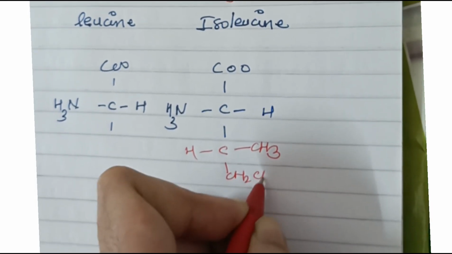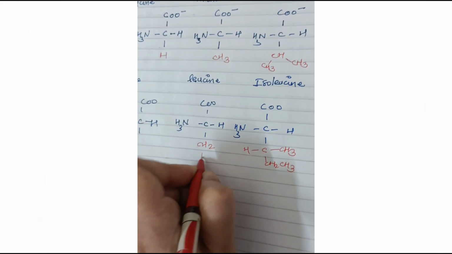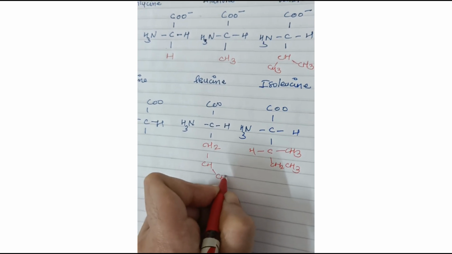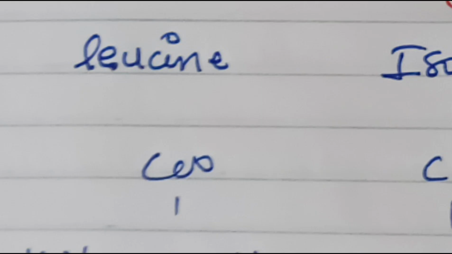Now isoleucine, we are drawing it CH in bracket CH3 CH2 CH3. So it is an isomer of leucine and a branched chain. Methionine, CH2 CH2, here a sulfur group is present and CH3 is present, so it contains sulfur but is still non-polar. Also the starting codon AUG amino acid is present.